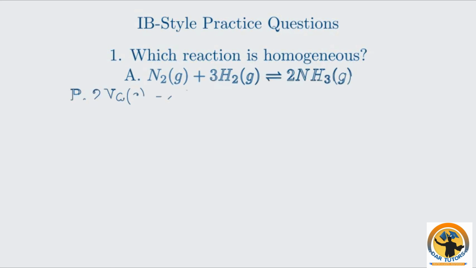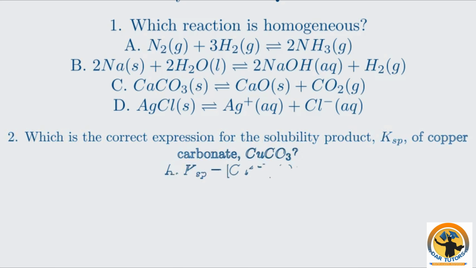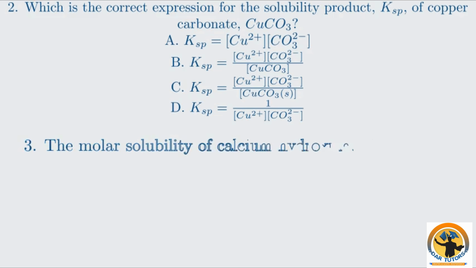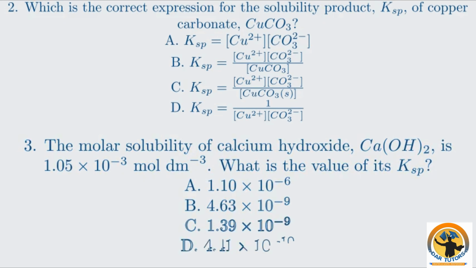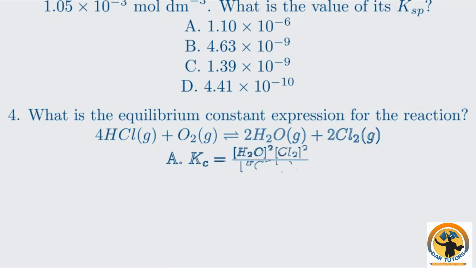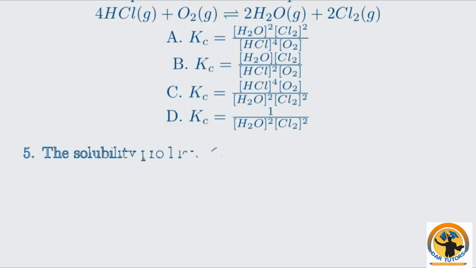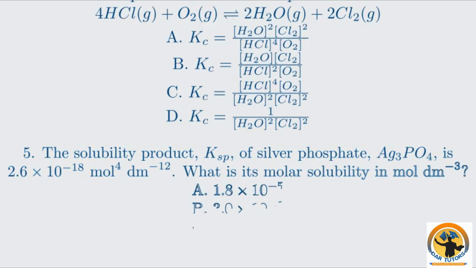Question 1 asks you to identify the homogeneous reaction. Question 2 requires you to write the Ksp expression for copper carbonate. Question 3 asks you to calculate Ksp from a given molar solubility for a calcium hydroxide solution. Question 4 asks you to derive the correct Kc expression for a solid-gas heterogeneous reaction. And finally, question 5 is a word problem asking you to calculate the molar solubility of silver phosphate from its Ksp. Let's review the solutions.